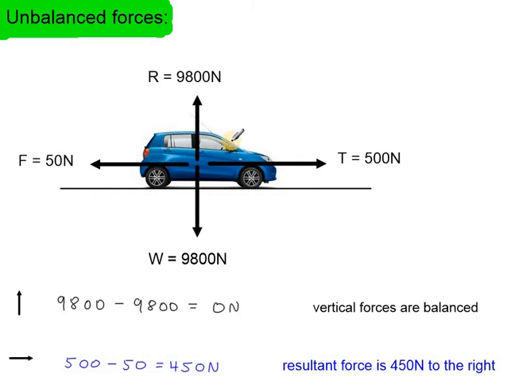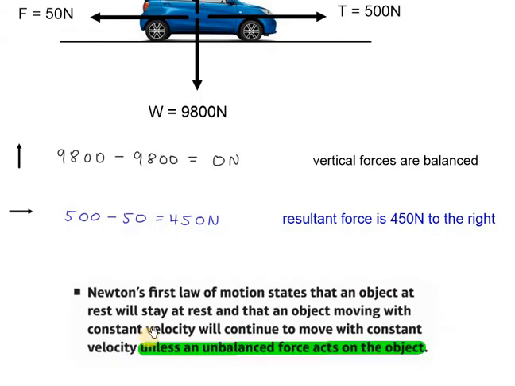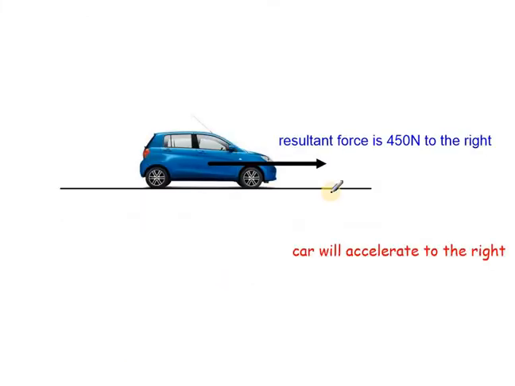If it was moving with constant velocity, it's no longer constant velocity, because that's what Newton's law states here. It says unless an unbalanced force acts on the object. And if there is an unbalanced force, which is what we have here, then you will no longer have the car being at rest or the car moving with constant velocity. So this was the outcome.